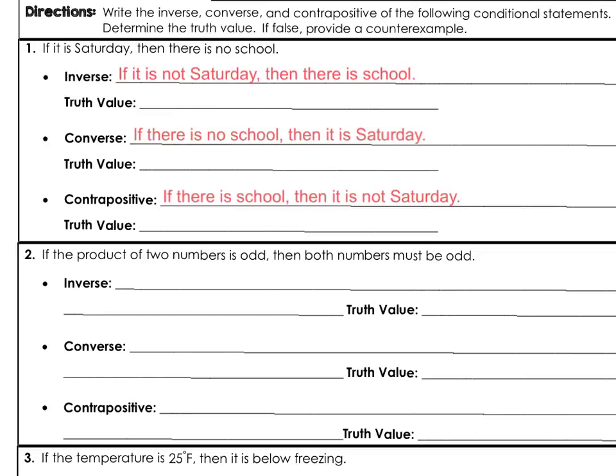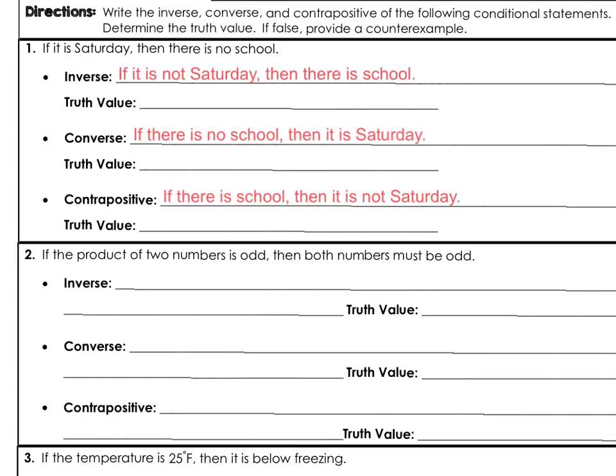So if it is Saturday, then we're going to change it to if it is not Saturday. Then there is no school, we have to negate that, so then there is school. Okay, so we'll take a look at that in just a minute. We want to get through the different types.